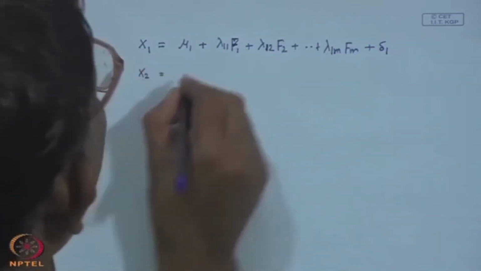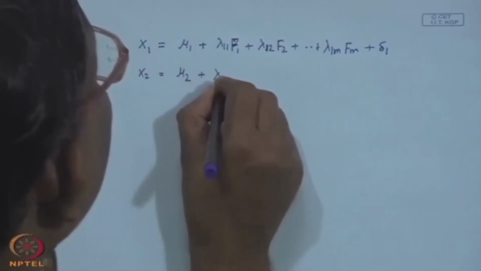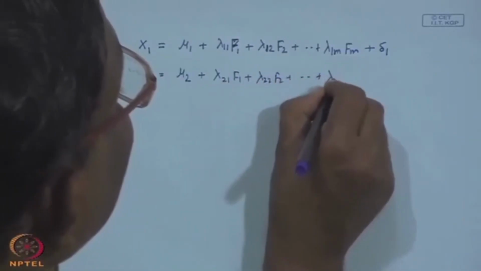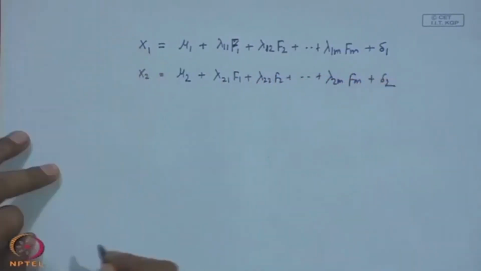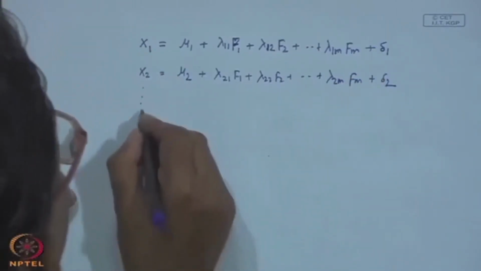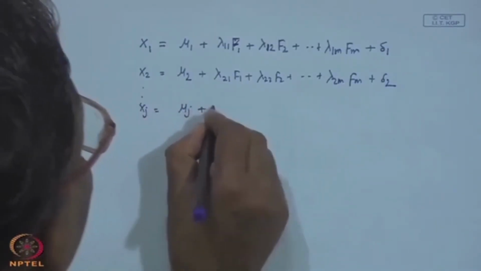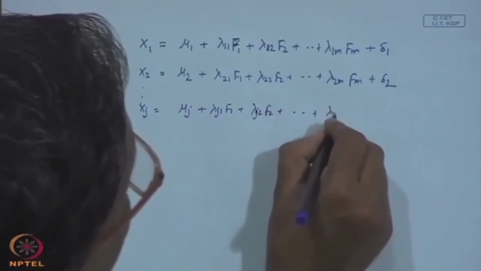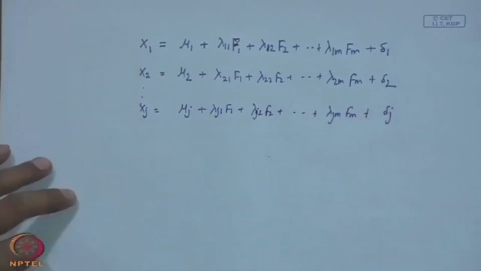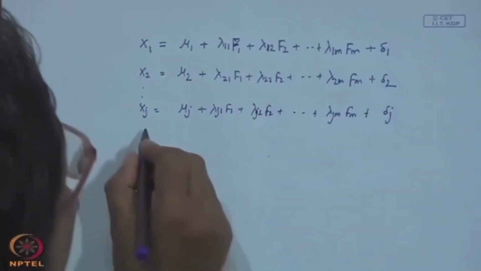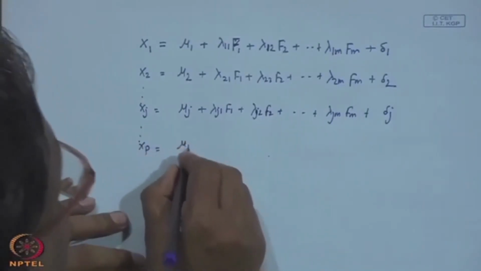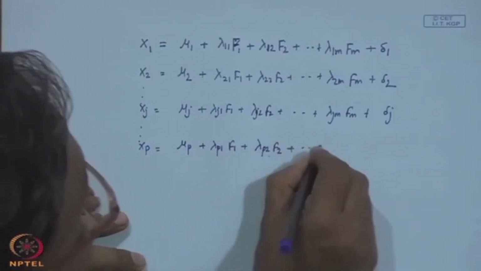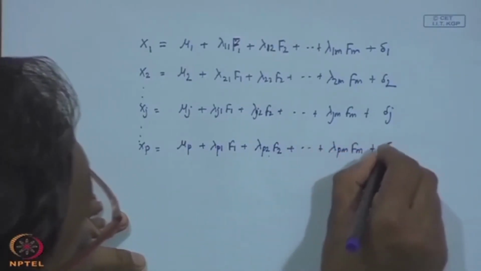Similarly, you can write x2 equal to mu 2 plus lambda 21 f1, lambda 22 f2, up to lambda 2m fm plus delta 2. So in this manner you can write xj equal to mu j plus lambda j1 f1, lambda j2 f2, lambda jm fm plus delta j, and the final one is xp equal to mu p plus lambda p1 f1, lambda p2 f2, lambda pm fm plus delta p.